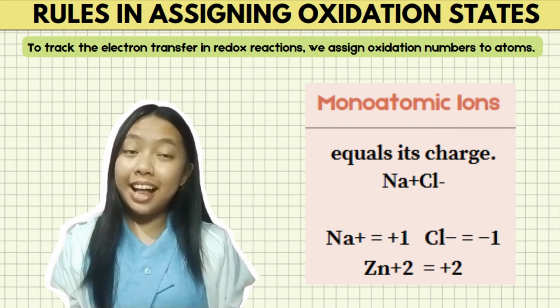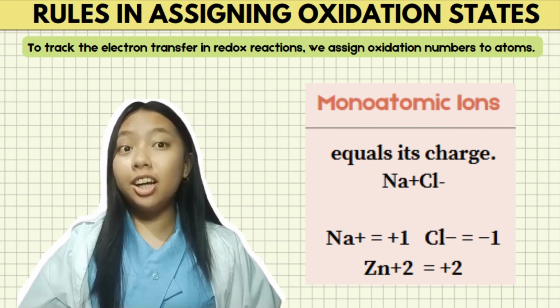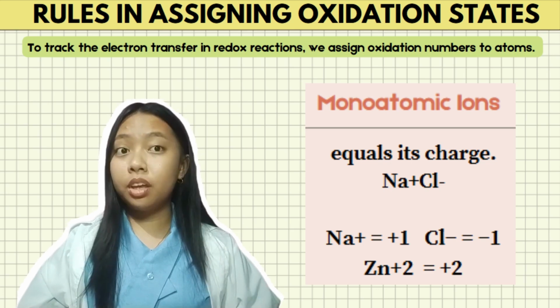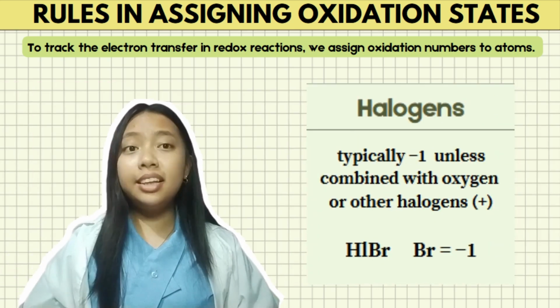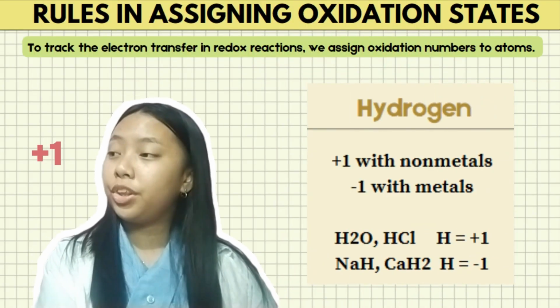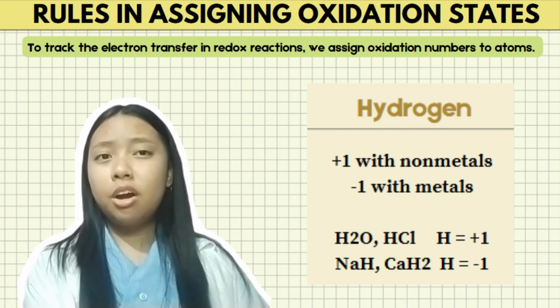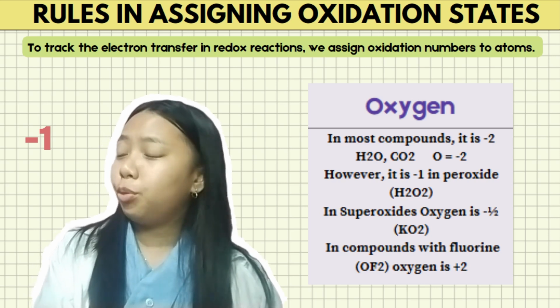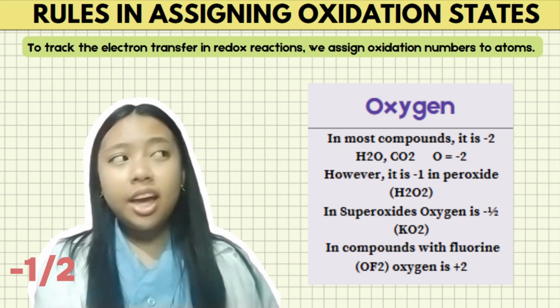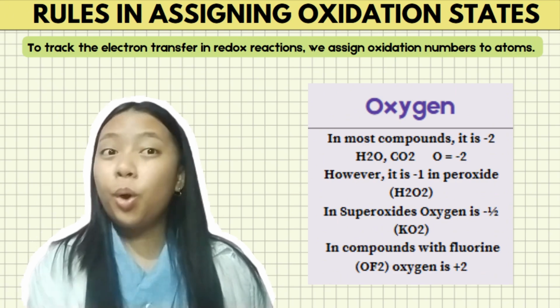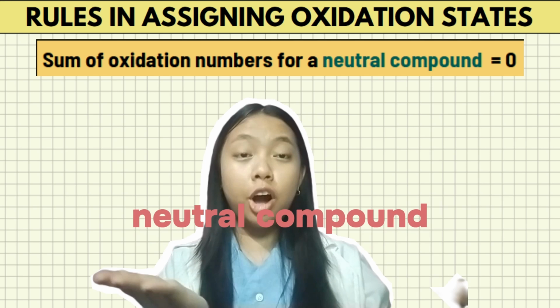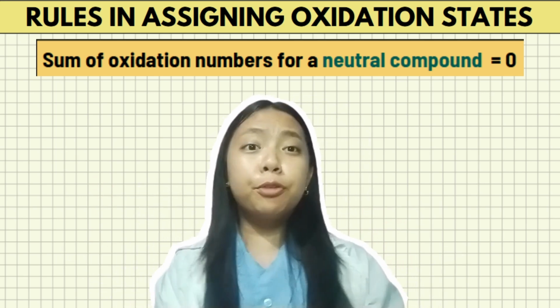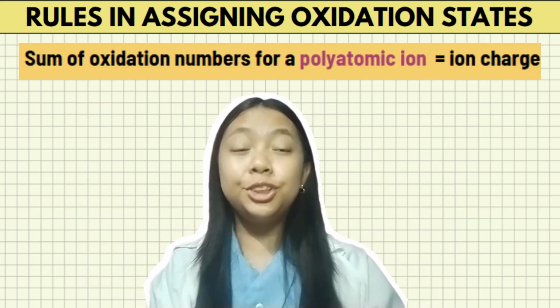For example, in NaCl, Cl has a -1 charge, so the oxidation number is -1. For halogens, it is typically -1 unless it is combined with oxygen or other halogens. In compounds, hydrogen is +1 when bonded with nonmetals and -1 with metals. For oxygen, it's typically -2, but there are certain exceptions. In peroxides, it's -1, in superoxides, it's -1/2, and in compounds with fluorine, it's +2, while for fluorine, it's always -1. Lastly, the sum of the oxidation numbers in a neutral compound must always equal 0, but for a polyatomic ion, it must equal the ion's charge.